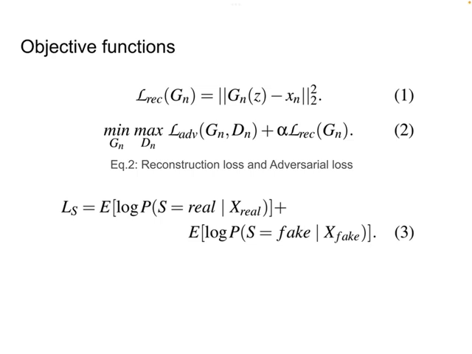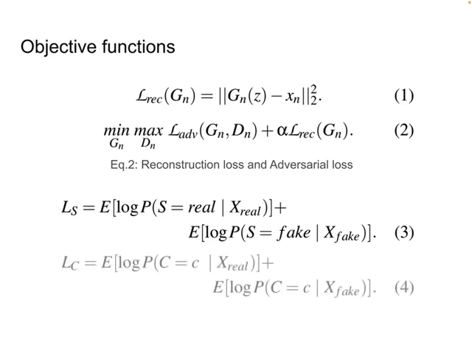The source loss tells whether a sample is real or generated, as given in equation 3. For computing the adversarial loss, the input images are given to the discriminator with real labels, while the generated images are given as fake images. The classifier loss tells which class the sample belongs to, as given in equation 4.